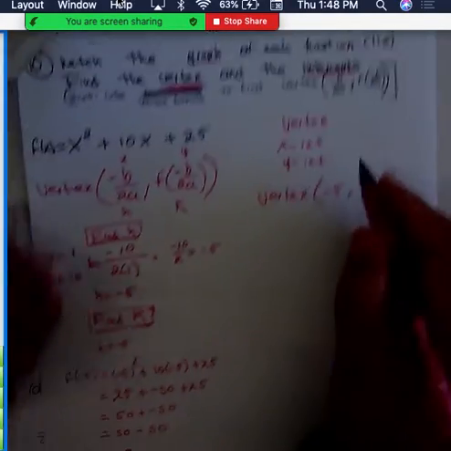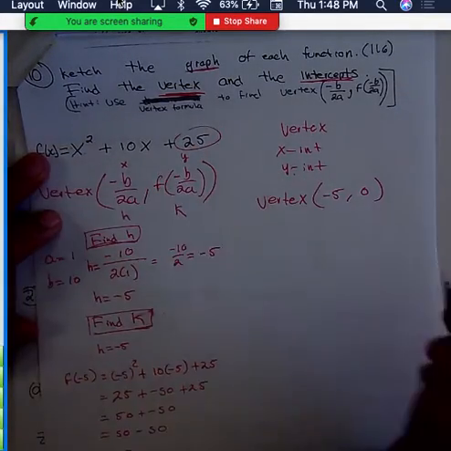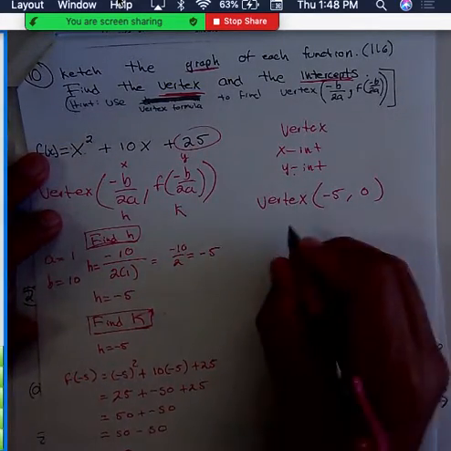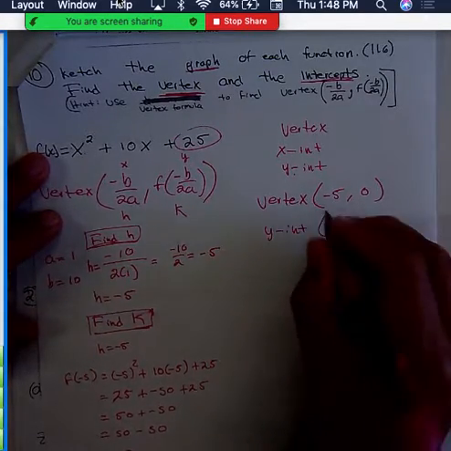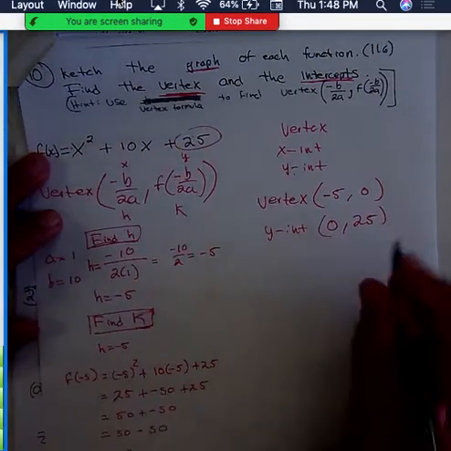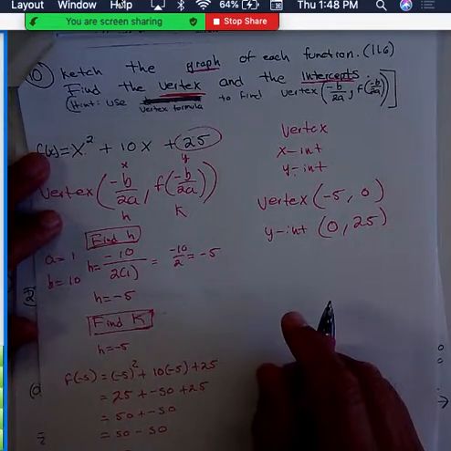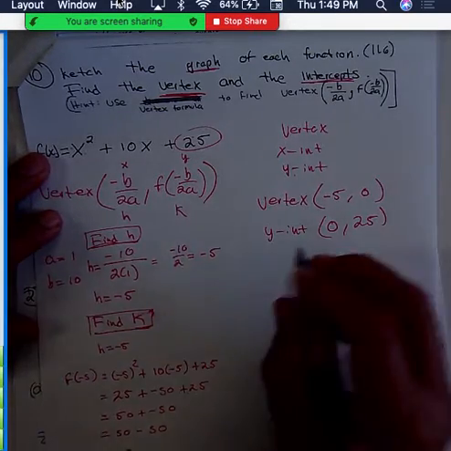Now, what do we need? The y-intercept. The y-intercept is given to you. It's this one. So when you find the y-intercept, the x is 0, and it's this number, 25. Wow, that's so ugly. How am I going to graph that?